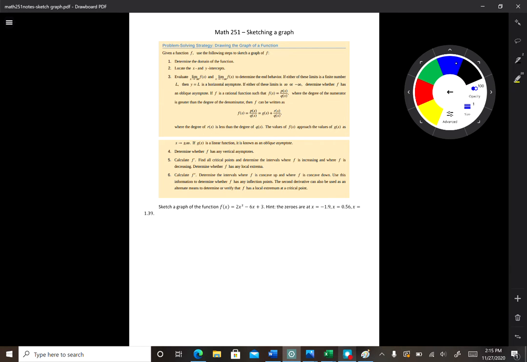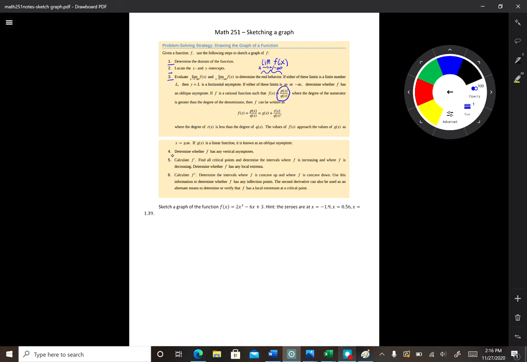So first, we need to determine the domain. Second, we locate the x and y intercepts, and then we evaluate the end behavior. This end behavior just means the limit as x goes to positive infinity and negative infinity of f of x. So that is what end behavior means. If it's a rational function, then we will have to find the degree of the numerator and the denominator and go from there. In this example, we don't need to worry about that so much, but we do have other strategies for determining the end behavior of some functions.